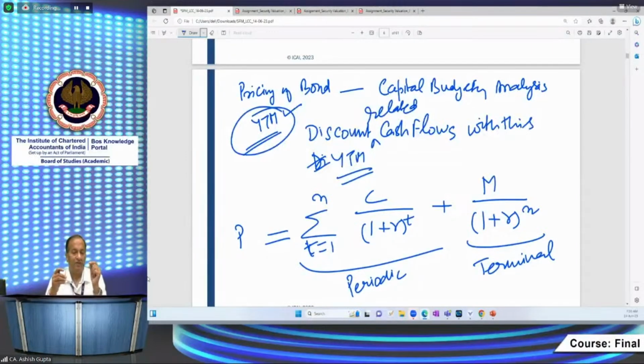Student, please note, whatever I speak in Hindi, I will also repeat in English. So student, don't worry. Students who can't understand Hindi, please don't worry. Whatever I speak in Hindi, I will repeat in English.